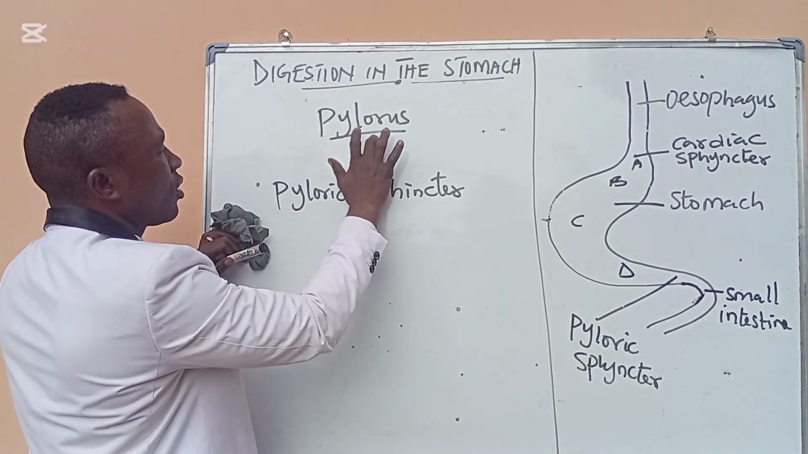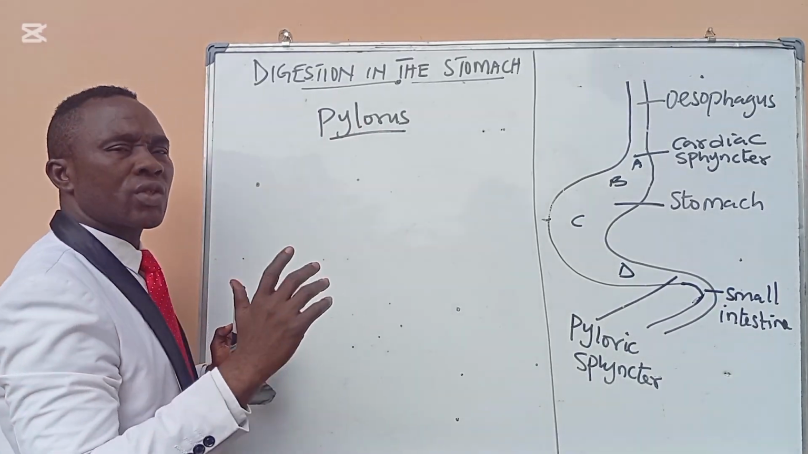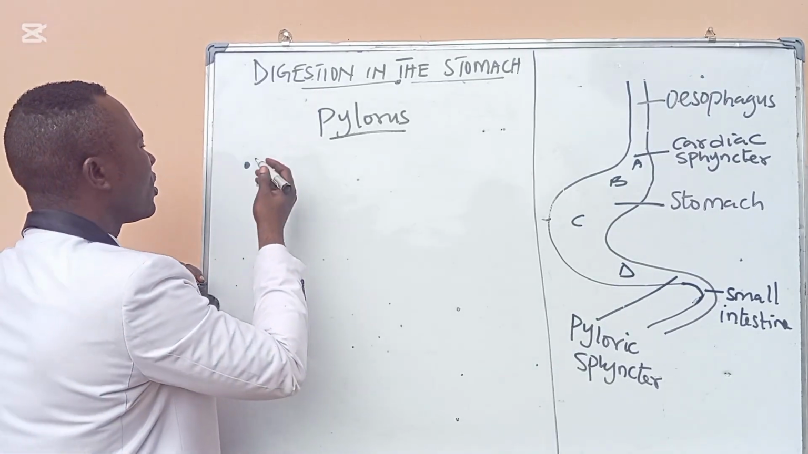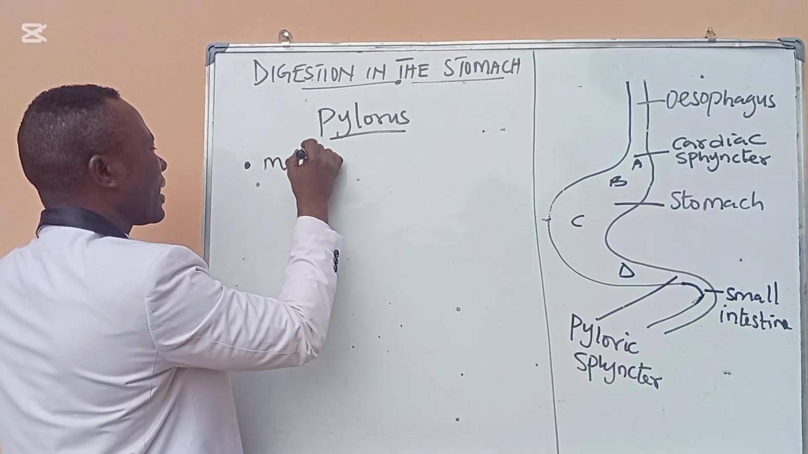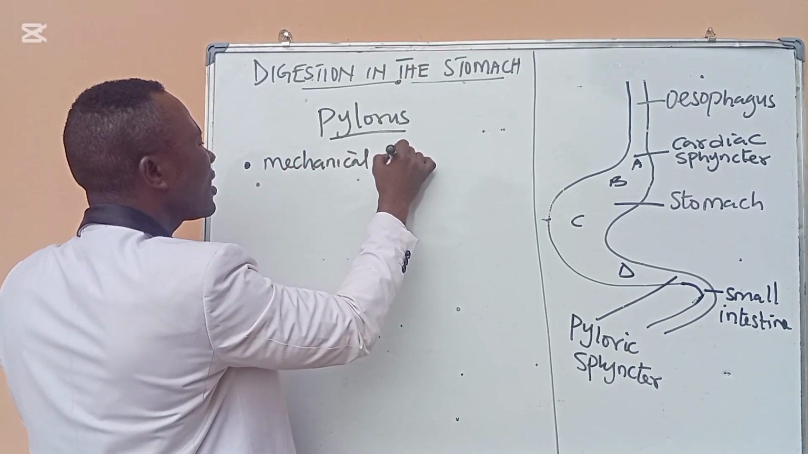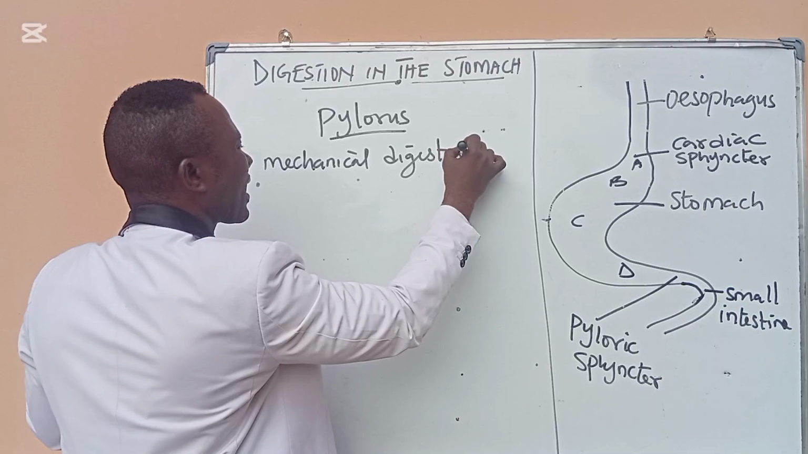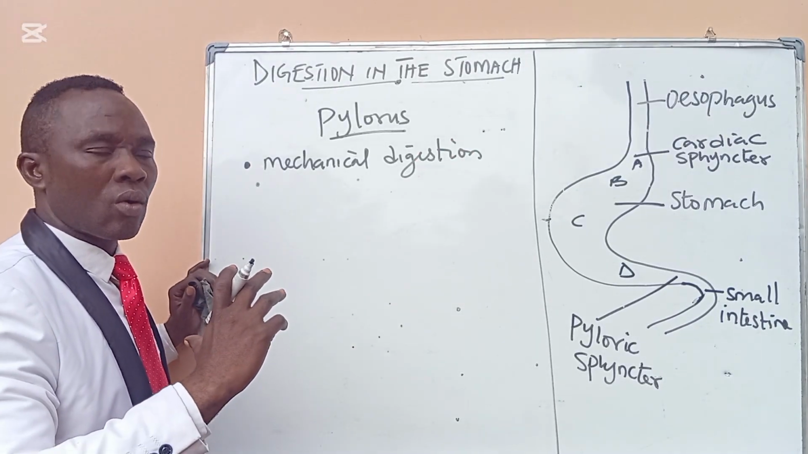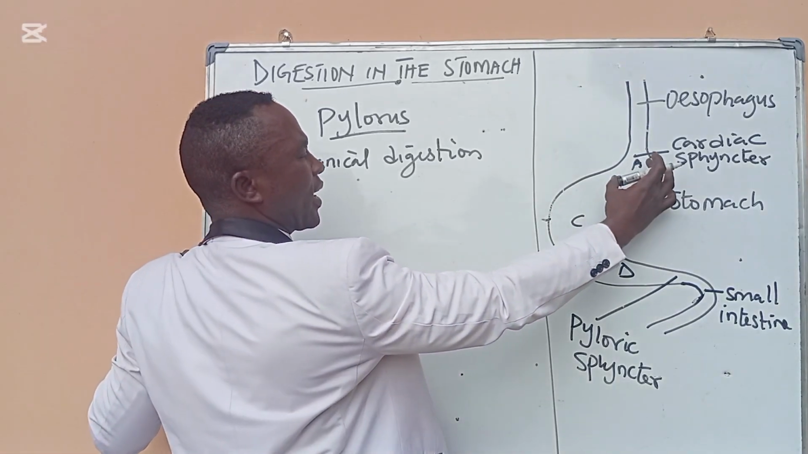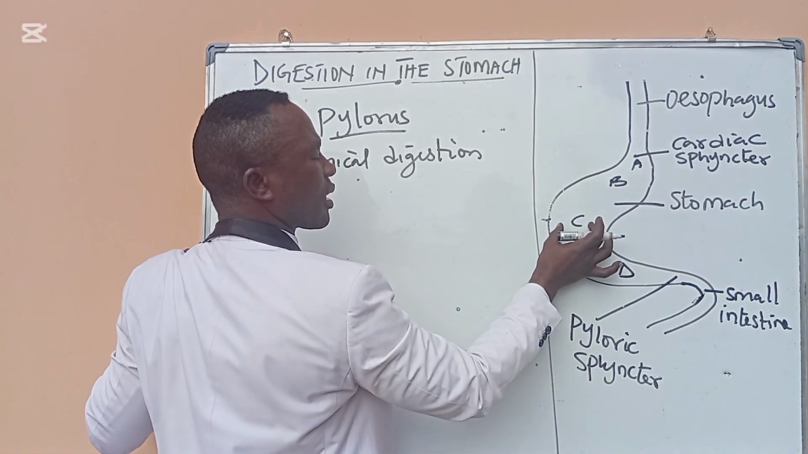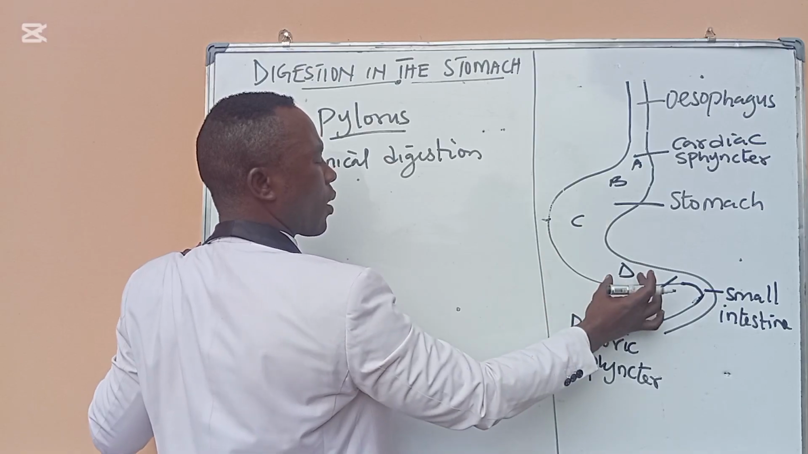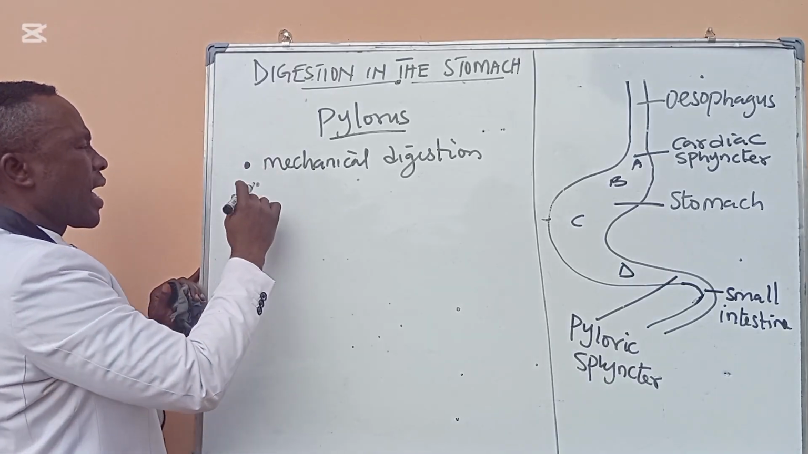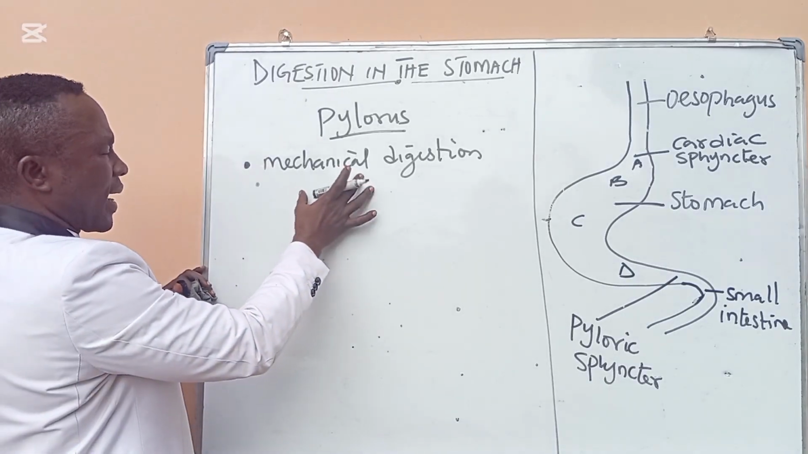Now, what is the function of the pylorus? The functions of the pylorus, number one, it contracts, so it helps digestion, that is mechanical digestion. It is the part of the stomach that has the highest what? Contraction. There is mild contraction at the body, but there is much more contraction at the pylorus. So thereby helping to digest food mechanically.